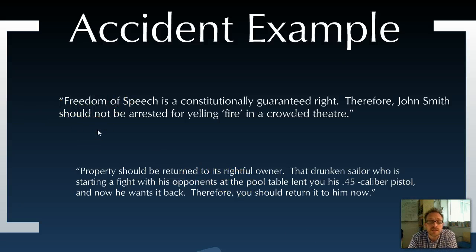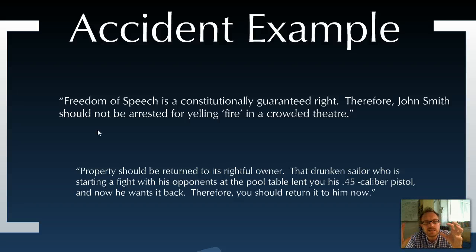So here's an example. Freedom of speech is a constitutionally guaranteed right. Therefore, John Smith should not be arrested for yelling fire in a crowded theater, right? In this case, they're taking a general rule, which is that freedom of speech should be respected. It's a constitutionally guaranteed right to be allowed to speak freely, but that right doesn't extend to every moment of every day in every place, right?